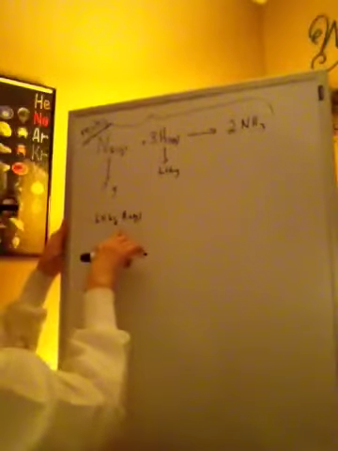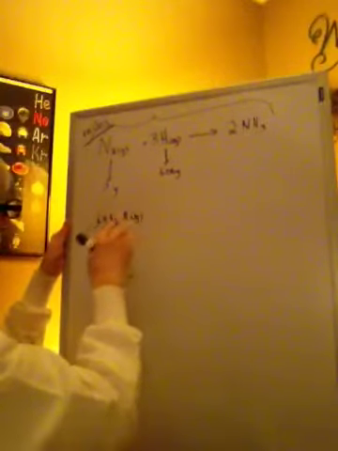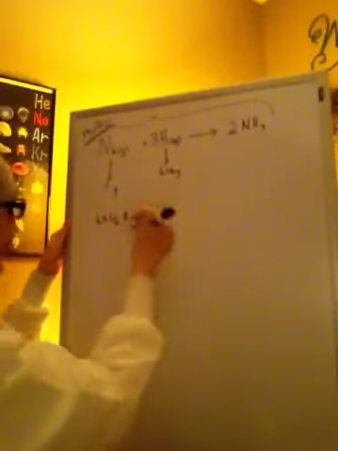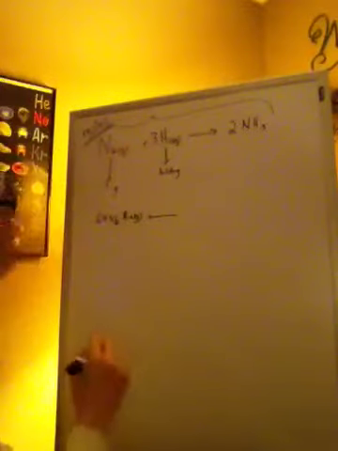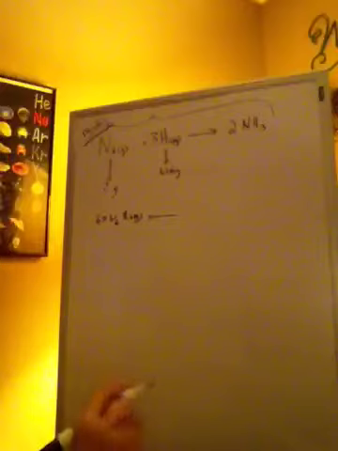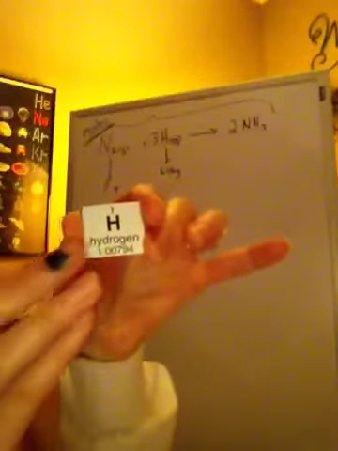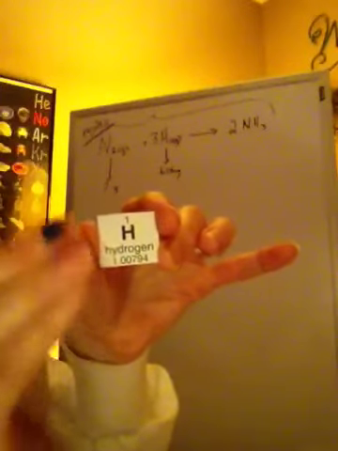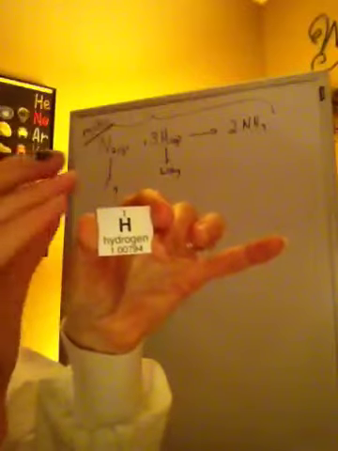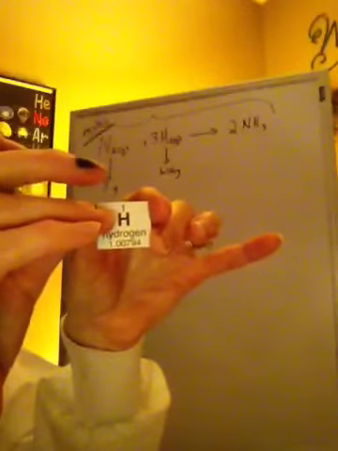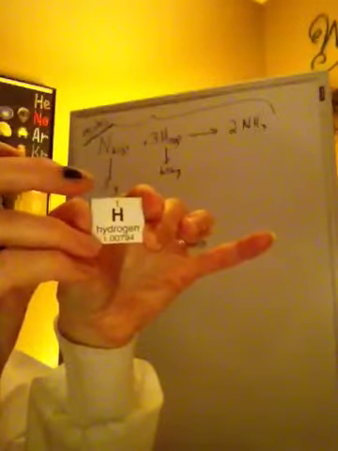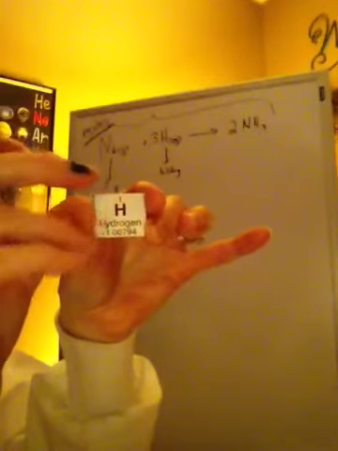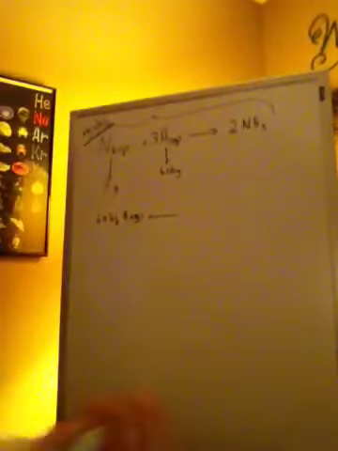So 6.06 grams of hydrogen gas. I'm going ahead and converting it into moles because that's the only relationship that we can have. Through the periodic table, I know that hydrogen is 1.01 grams per 1 mole of hydrogen, and we have H2, it's not just H. So H needs to be multiplied by 2 because it's a compound. So 2.02 grams of H2 is equal to 1 mole.